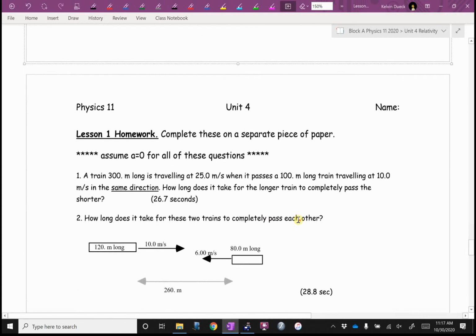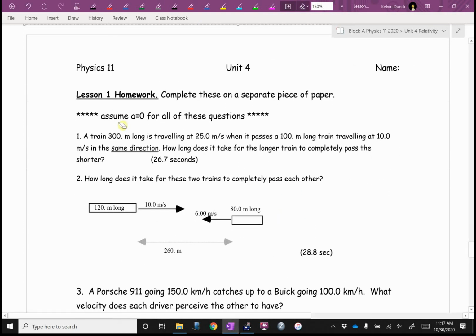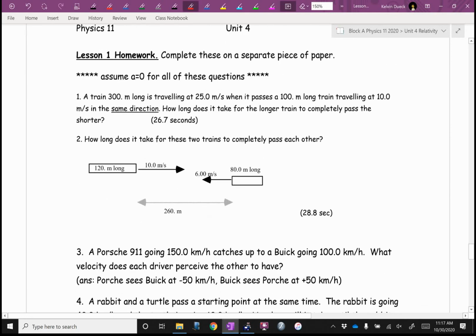What's your homework? Owen, what can we assume A is for all of these? Okay.